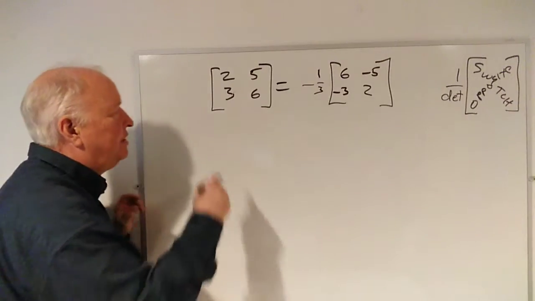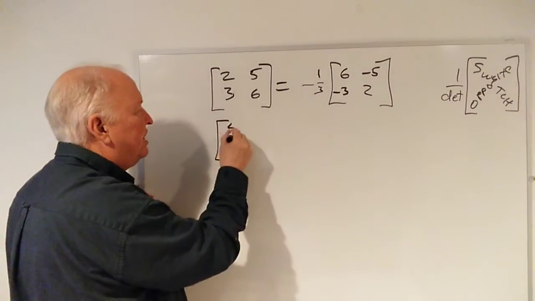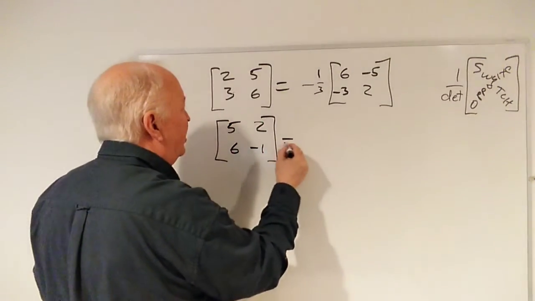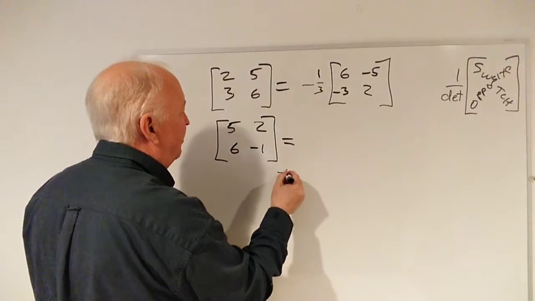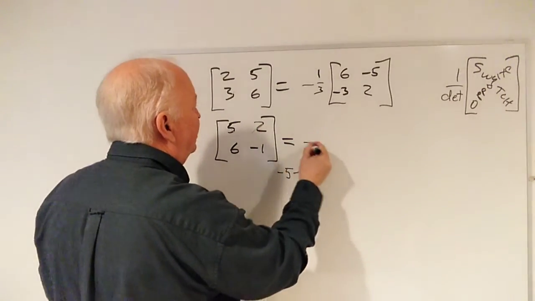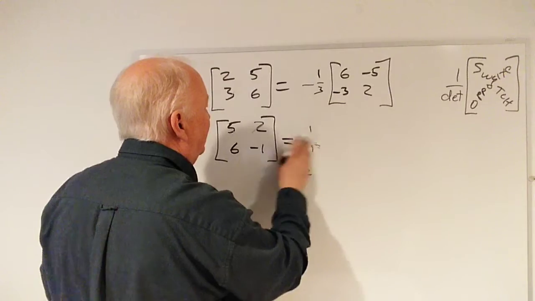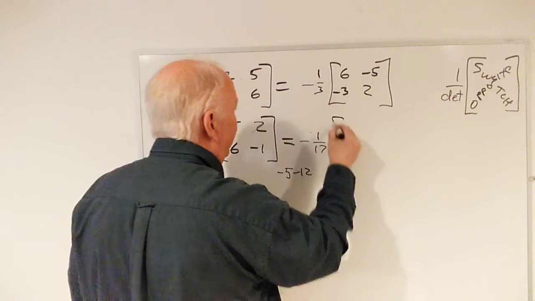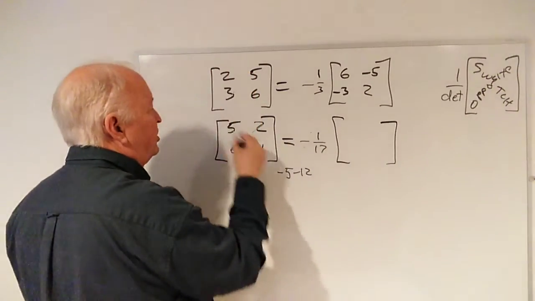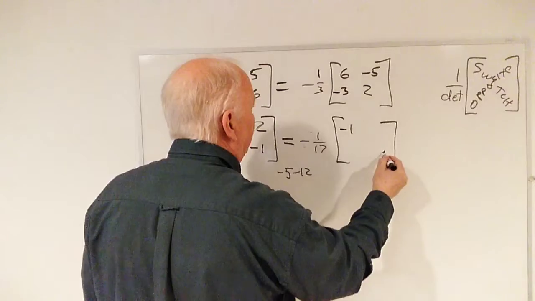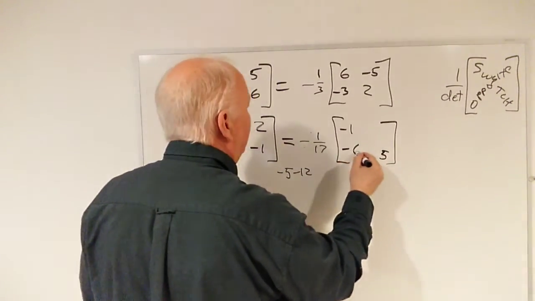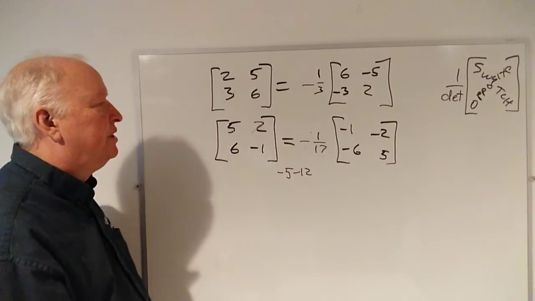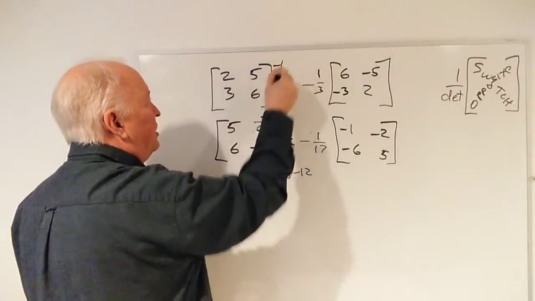Here's another one, just so you get the idea. And this will be negative 5 minus 12. So that's 1 over negative 17, or negative 1/17. And a switch and make opposites. And there you have your inverse. So when we apply inverses, that's what we get.